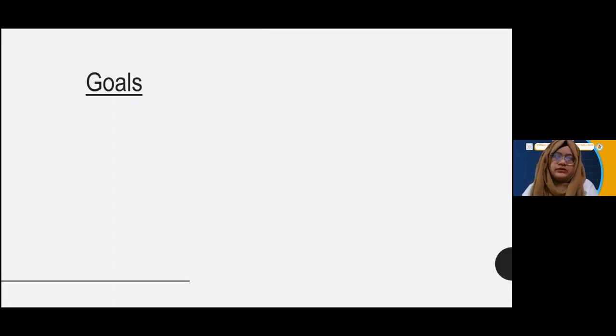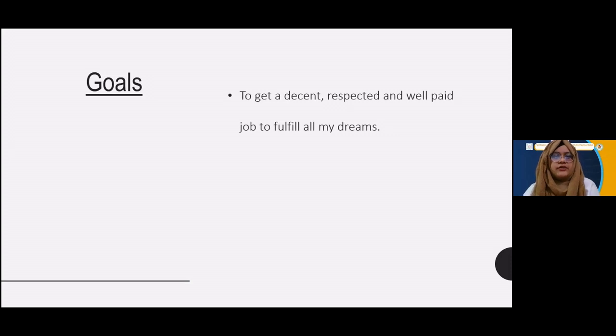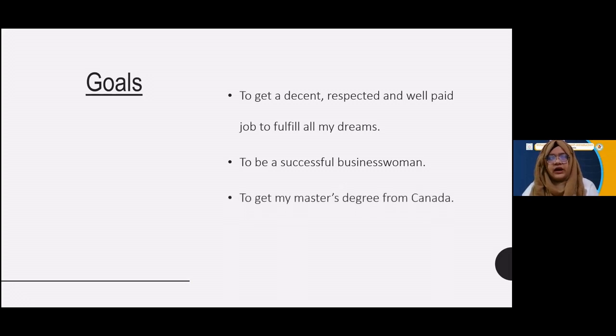My goals. My goal is to get a decent, respected, and well-paid job to fulfill all my dreams. And my other goal is to be a successful businesswoman and brand my small business nationwide. As for now, I want to get my master's degree from Canada, and I'm steadily working on myself for this. This is all about myself.